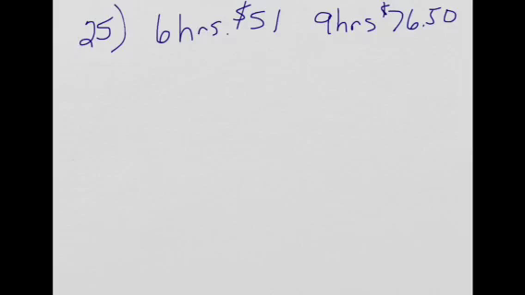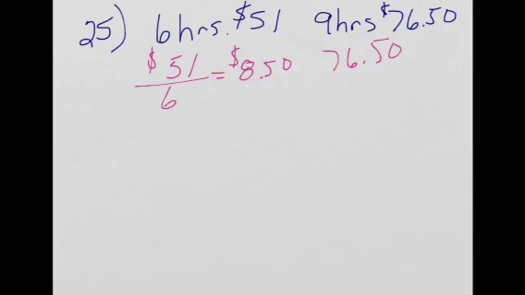In this question, number 25, we're looking at a rate of pay that Tanya is being given. So the first thing we're going to do is find out what that rate of pay is. If we take our $51 and divide it by 6, that tells us she's making $8.50 an hour. If we take our $76.50 and divide it by 9, we also see that her rate of pay is $8.50. So the rate of pay hasn't changed at all.